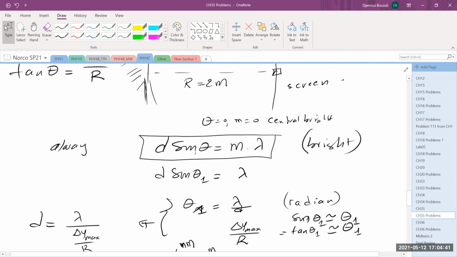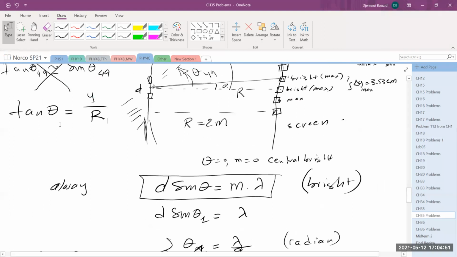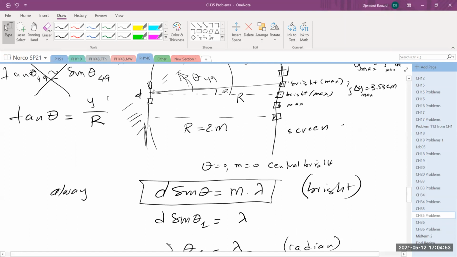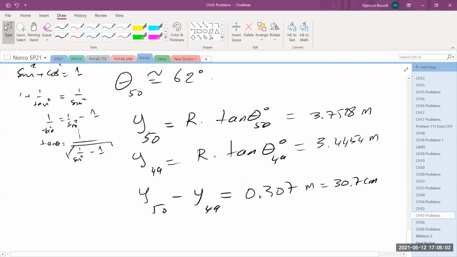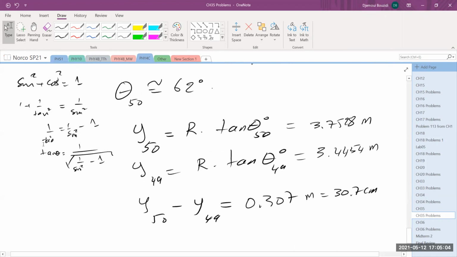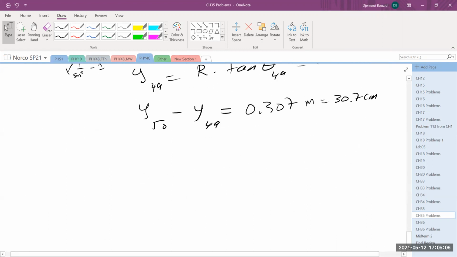The 49th bright fringe needs an angle of about 60 degrees, and the 50th turned out to be about 62 degrees. Then we went back to this expression and found the y's for them on the screen. Because we found the two thetas, we then found the difference. So that's basically in a nutshell what this problem is. I know the numbers sometimes make it a little confusing, but that's the problem. Okay.